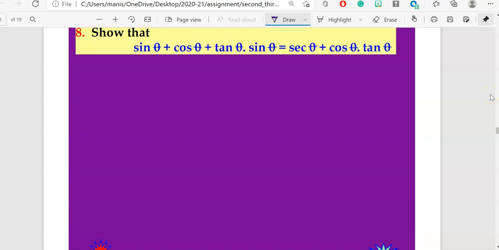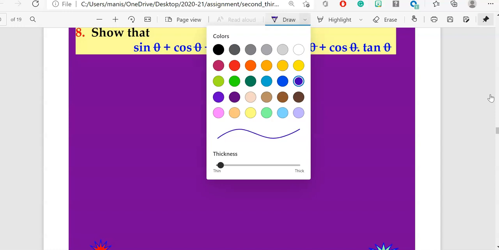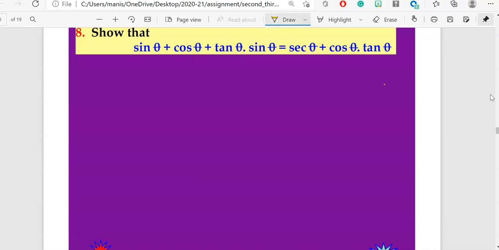Now next question. Show that sine theta plus cosine theta plus tangent theta times sine theta is equal to secant theta plus cosine theta times tangent theta. They are trying to scare us, but not a problem. We will still use the same approach as I showed you. Do not go away from that. So left hand side is sine theta.